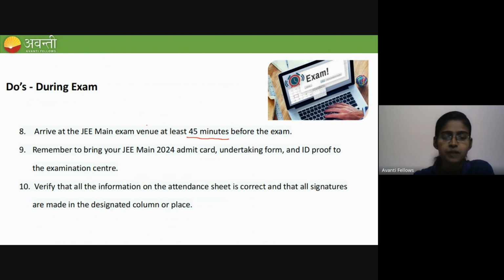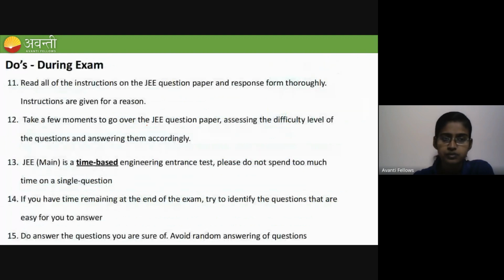And also during the examination, first of all, read all the instructions on the question paper and the response form thoroughly. They are given for a reason, so you should not skip. You have to sit and study the instructions, which are very important. Then take a few moments to go over the JEE paper, assess the level of the paper, and start answering accordingly.